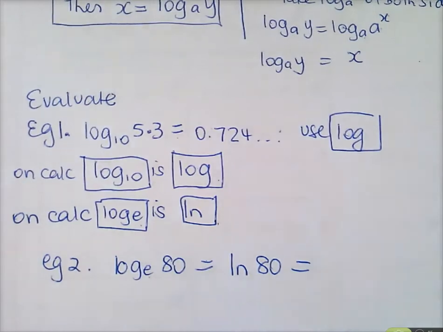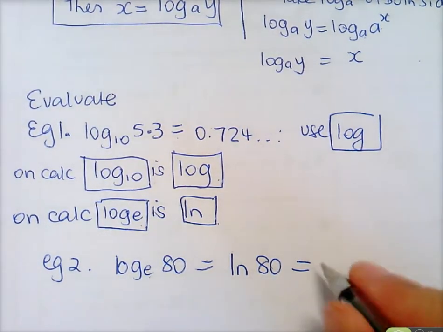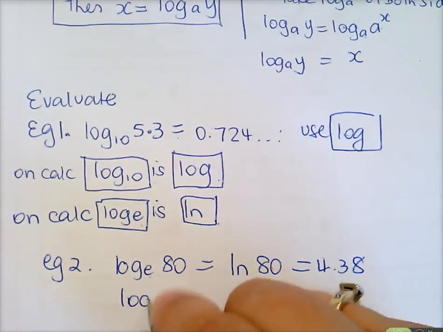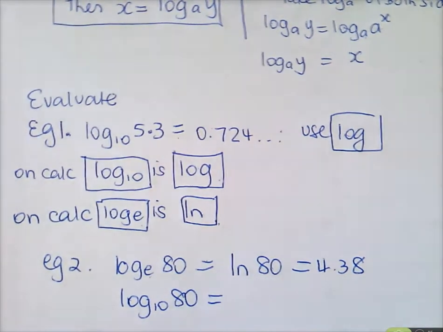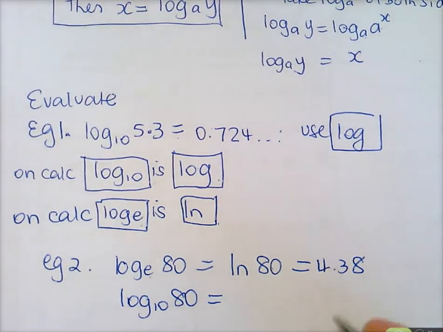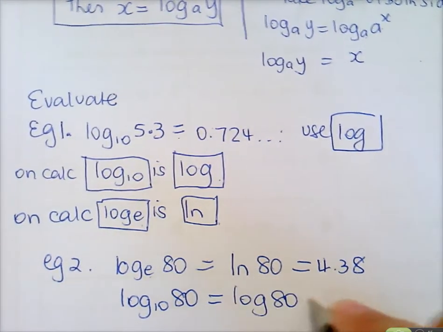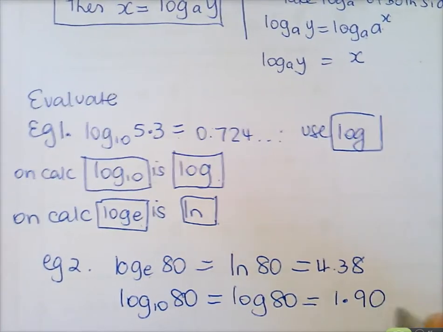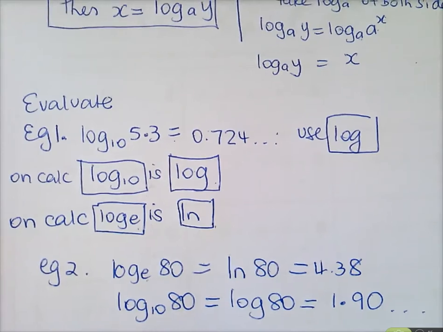Now you'll notice that ln 80 is different to pressing log 80. So if you do log to the base e of 80, what do you get? 4.38, let's say to 2 decimal places. But if you do log to the base 10 of 80, you press the log button, and what do you get? 1.903, etc. Do you get the difference? They're different.